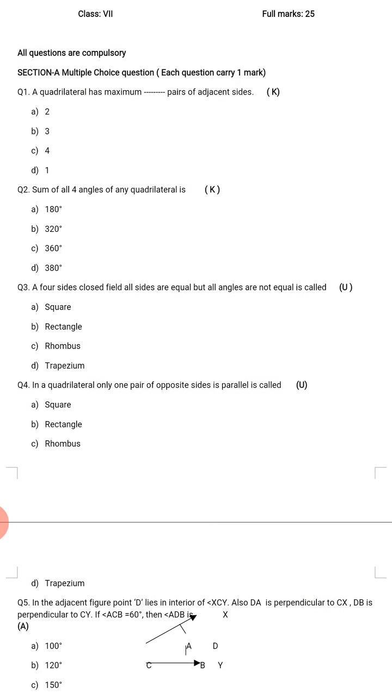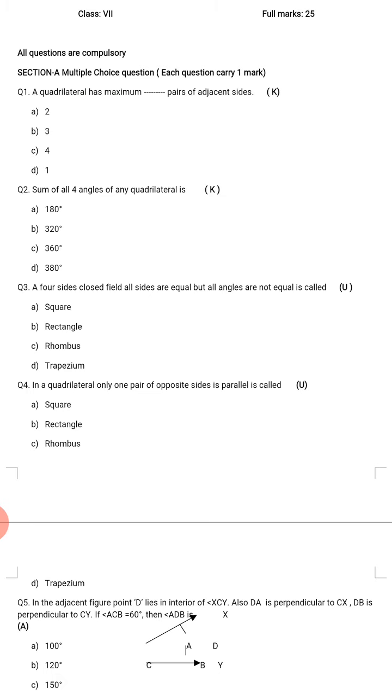Now question number 3, a four sided closed figure, all sides are equal but all angles are not equal, is called dash. Students already know the definition of different types of quadrilateral, so they can easily understand which shape it becomes. So this question goes to understand.